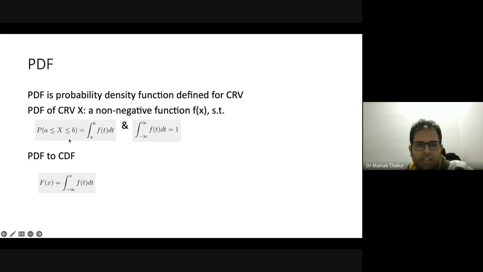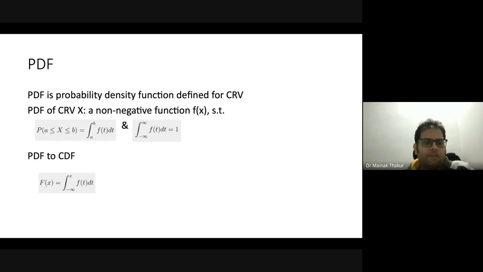Integration is the area under the curve, right? So if you have the curve fx from a to b, whatever area under the curve comes is the probability that X lies from a to b. If you integrate from minus infinity to infinity, the total probability will come, that is 1. So the area under the curve from minus infinity to infinity will be 1 for the density function, and it's a non-negative function, of course.